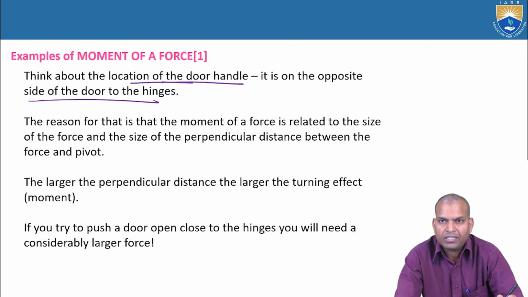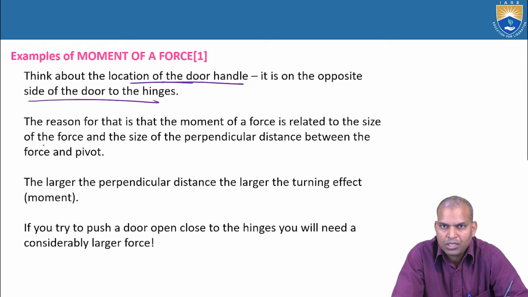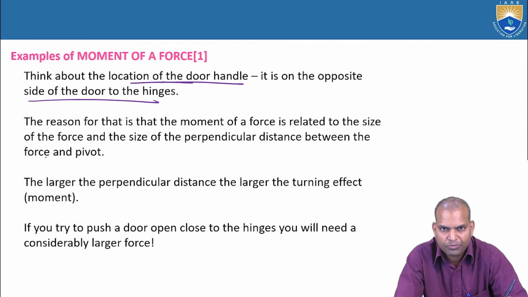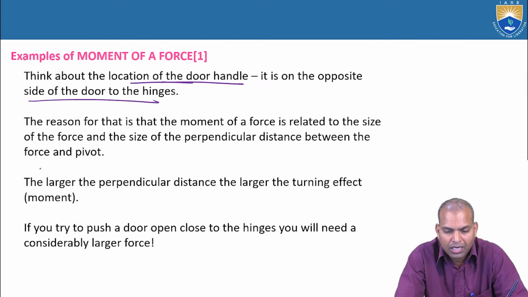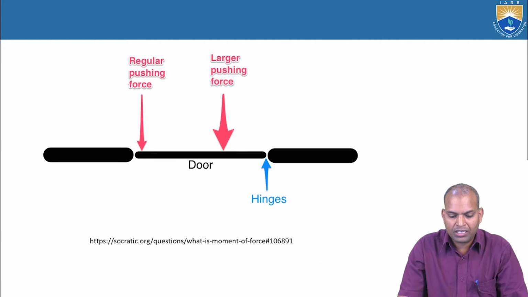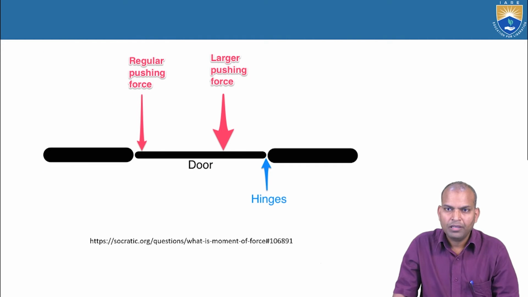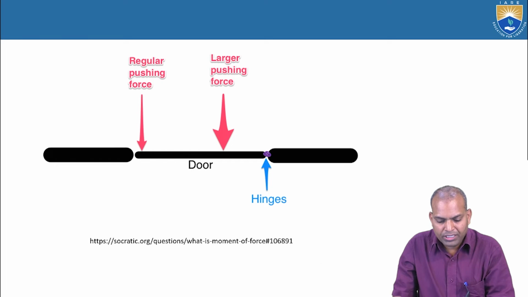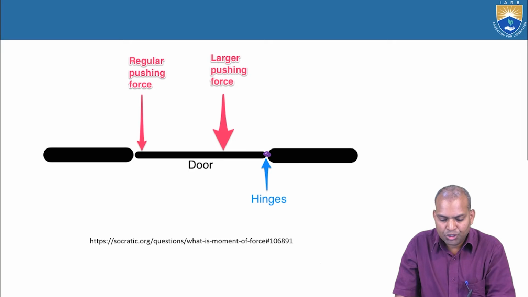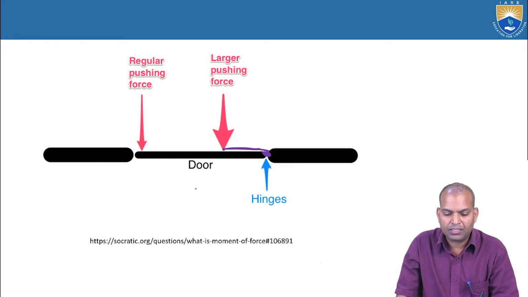The reason is that the moment of a force is related to the size of the force and the perpendicular distance between the force and the pivot. So the larger the perpendicular distance, the larger the turning effect, that means the moment. From this figure, the door is hinged at this point. If the distance is shorter, the larger the pushing force you have to apply.